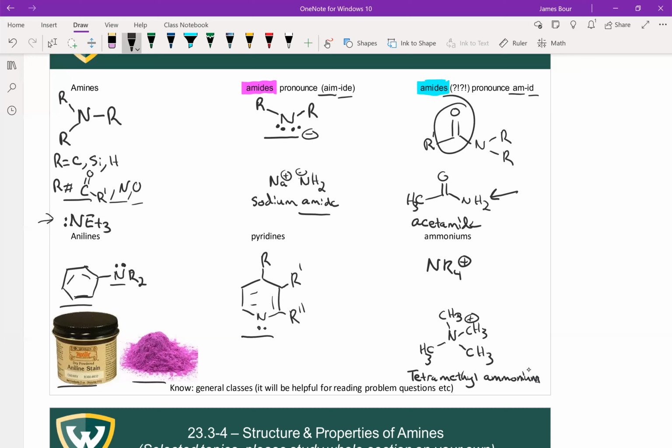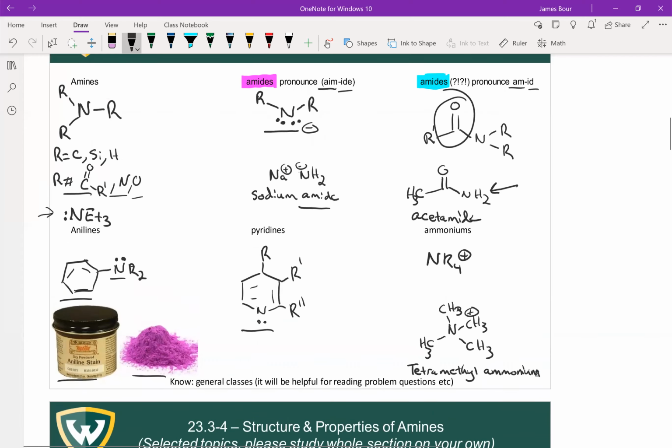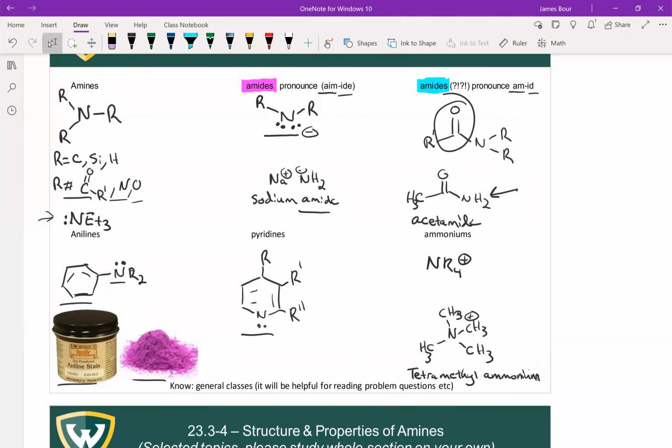There are other subclasses of amines, but these ones will get you pretty far. There is one that is not listed on this slide called an azide, and that's because we're going to talk about it toward the end. And so what you should know from the slide is you should know the general classes of amines.